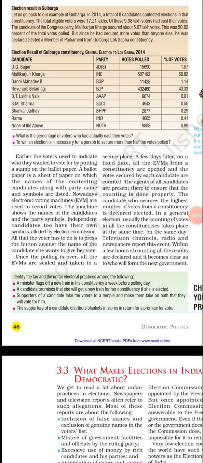Within a few hours of counting, all the results are declared, and it becomes clear who will form the next government. That's how the counting will be done. So this is called the system of election in India.